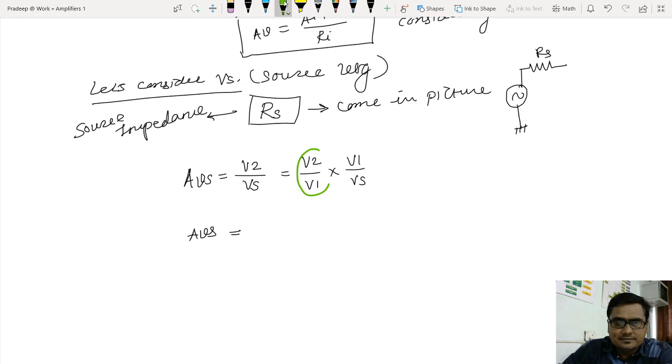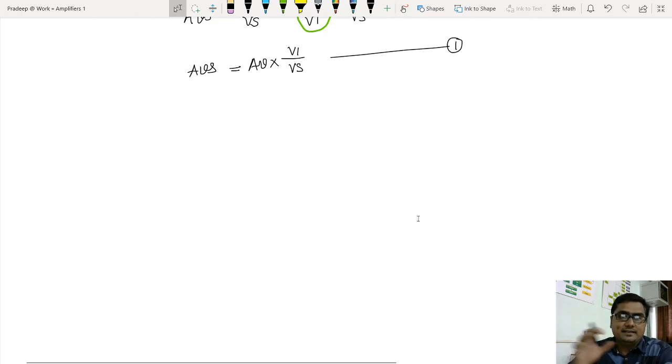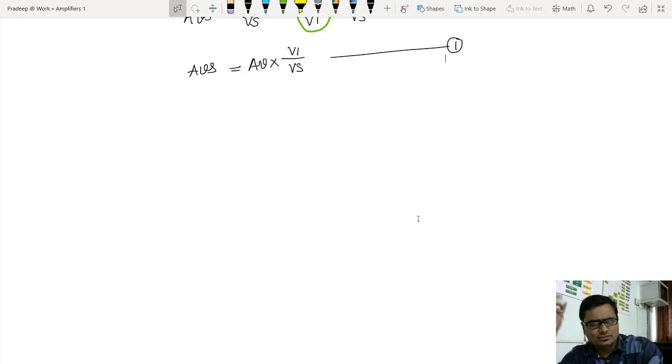V2 divided by V1. It shows gain, that is voltage gain without Vs. So it means I have to write it as AV multiplied by V1 divided by Vs. For simplicity, call it equation number 1. So I finally got AVS in terms of AV. But this is not the end.